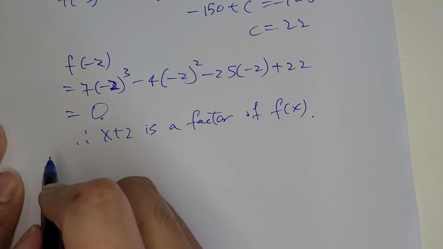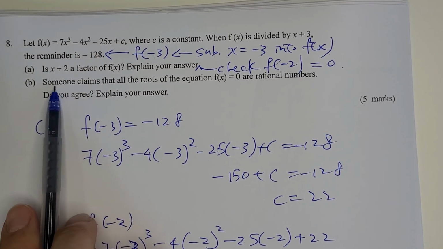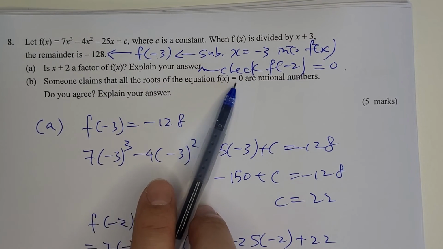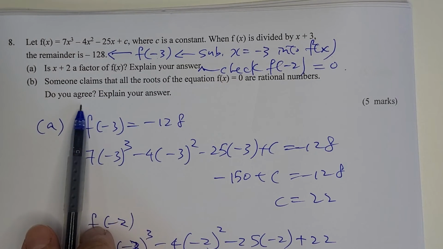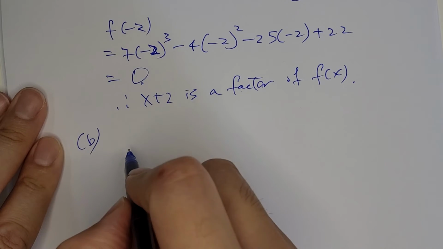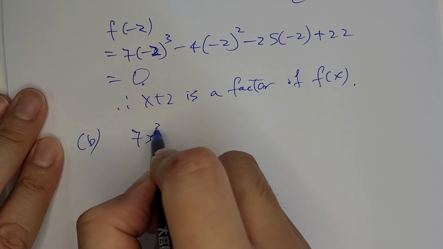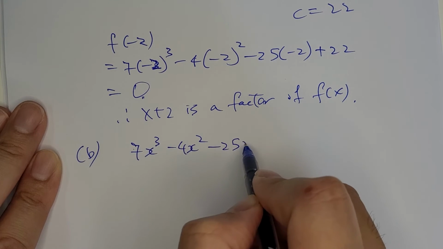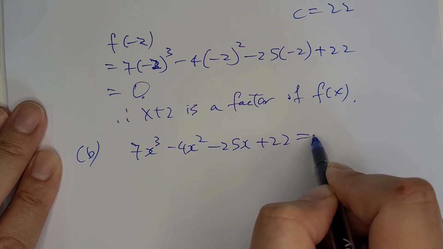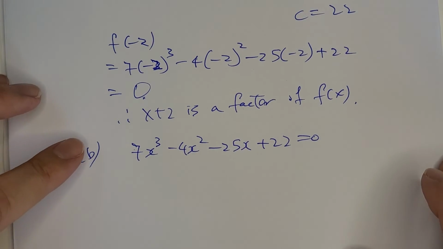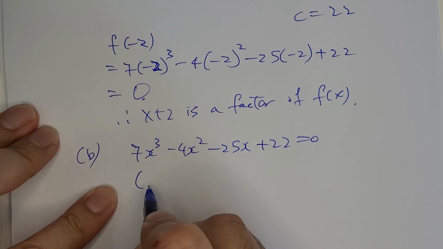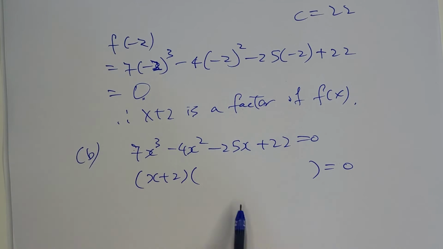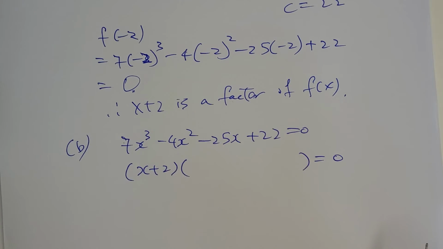So part B, someone claims that all the roots of the equation are rational numbers. Do you agree? Explain your answer. Now look at the equation again. That is 7x cubed minus 4x squared minus 25x plus 22 equals 0. You know that it has a factor x plus 2. The key point is how to find the quotient. Okay? Try to think.